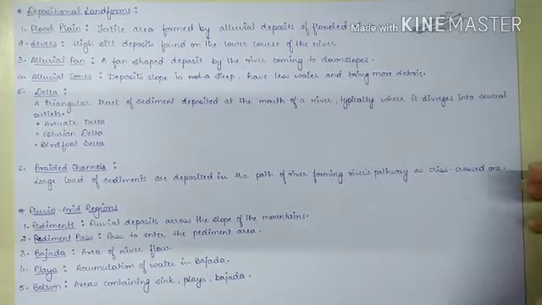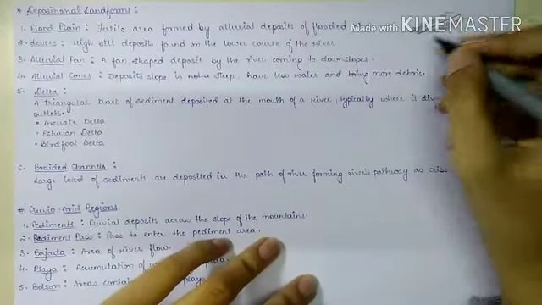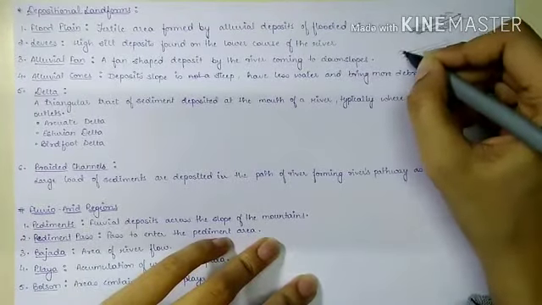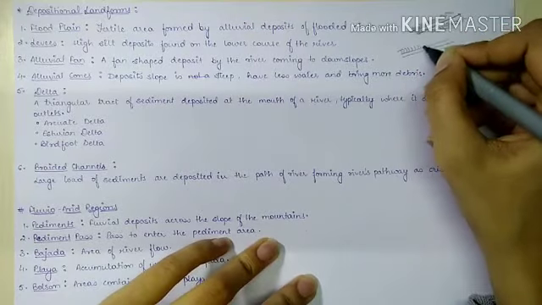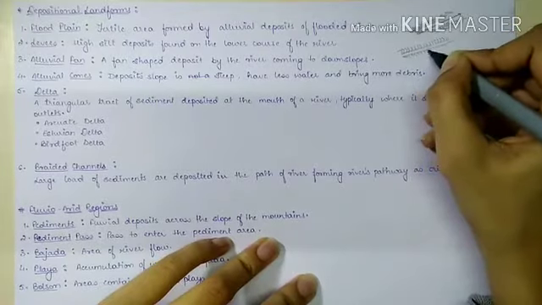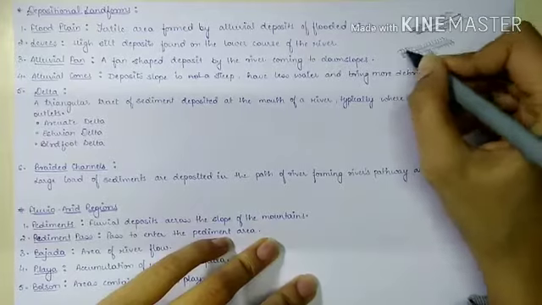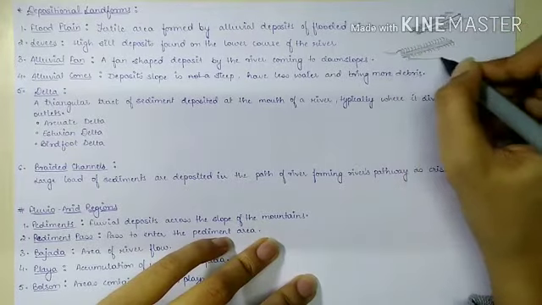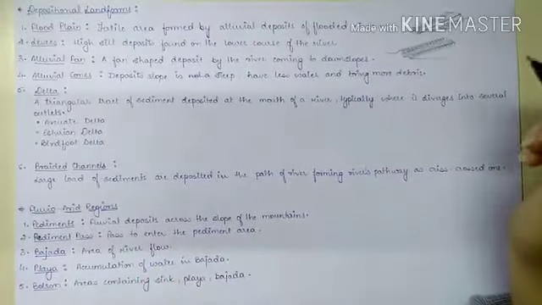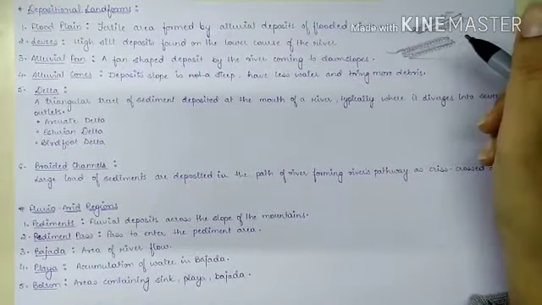Next we have levees. They are high silt deposits found in the lower course of the river. So this is the river path, and here, due to siltation, the river makes a natural barrier on both sides. And here is the river flow. These natural barriers which are formed of silt are known as levees.